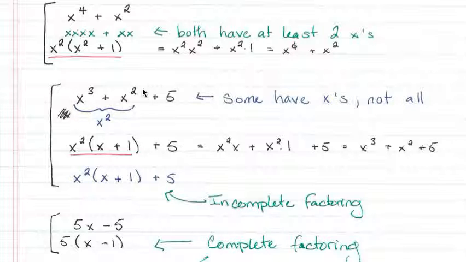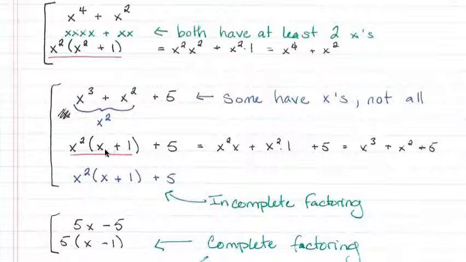We have x cubed plus x squared plus 5. Now, in this case, notice that some have x's, but not all. Well, we can factor from just these first two terms. It's not really a great situation, but there's nothing wrong with it. It just doesn't always help us, but I'll show you how to do that anyhow in case it could help you. So, we'll notice between these two that they both have at least two x's. So we did the same process. I pulled out the x squared out front.